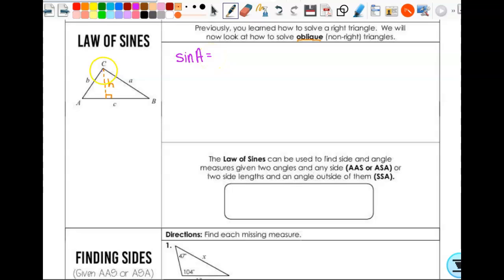So using our right triangle trig that we know, the sine of angle A, sine is always opposite over hypotenuse, so that's going to be h over b. Then I'm going to solve for h. So to solve for h, I'll just multiply both sides by b. So I have b times the sine of angle A equals h.